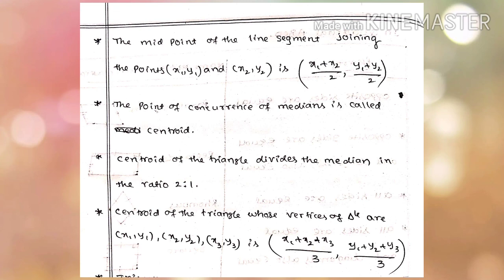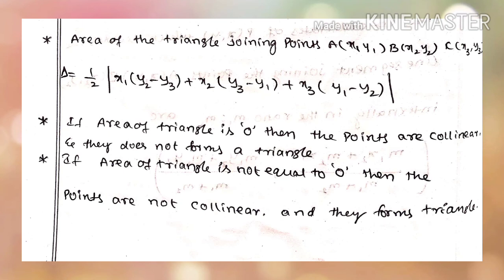Okay, let's go for the next slide. Area of the triangle joining the points is equal to half modulus of x1 into y2 minus y3 plus x2 into y3 minus y1 plus x3 into y1 minus y2. Again, area of triangle is equal to half modulus of x1 into y2 minus y3 plus x2 into y3 minus y1 plus x3 into y1 minus y2.